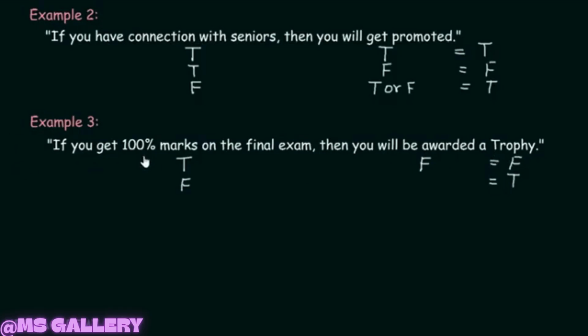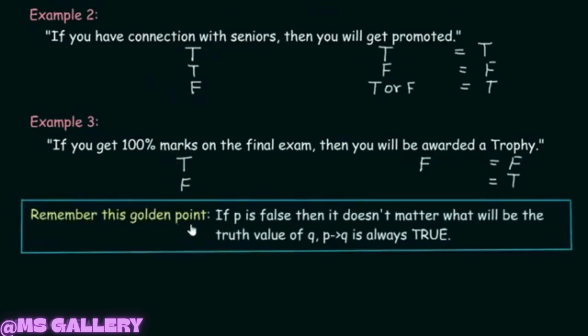If you won't get 100% marks and you won't get a trophy, then you cannot argue that this particular statement is false, because the initial condition itself is not satisfied. And hence, this whole compound proposition remains true. Now please remember this golden point. If P is false, then it doesn't matter what the truth value of Q is. P implies Q is always true.